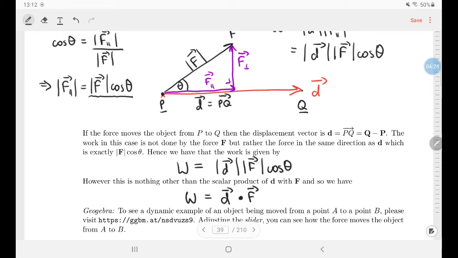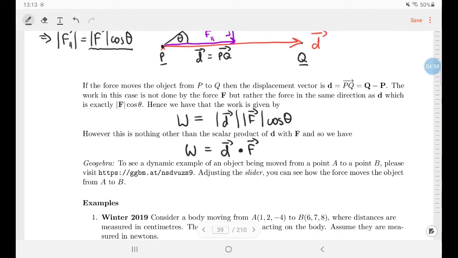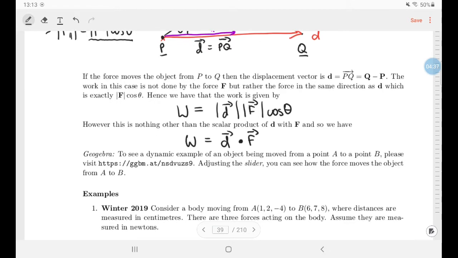Notice that what you get out is a number. Work is a number because it has units of energy, and energy doesn't have a direction. So just to visualize, there's another thing you can look at there. Okay, so let's do some examples.